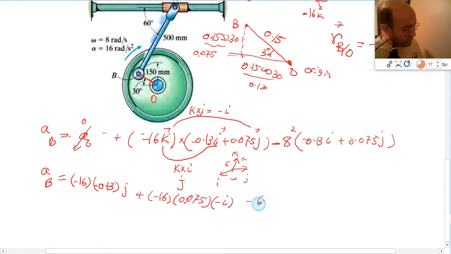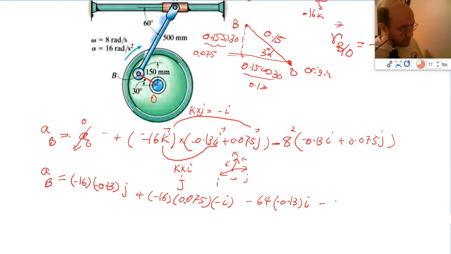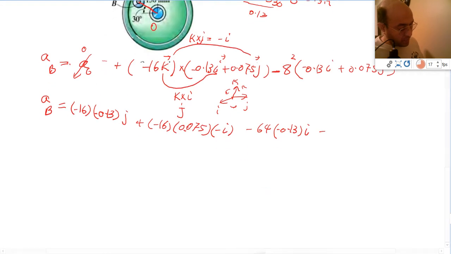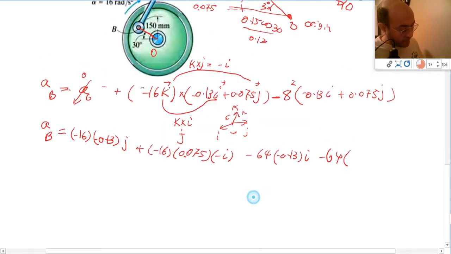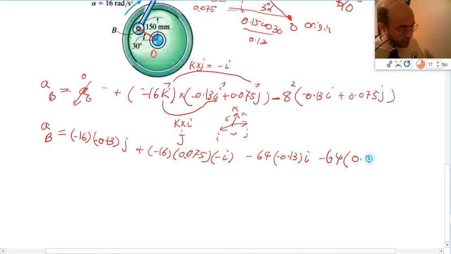And lastly is minus 64 into minus 0.13 I, minus 8 squared is 64, and then minus 64 into 0.075 J. Okay, so I already have all this statement here.